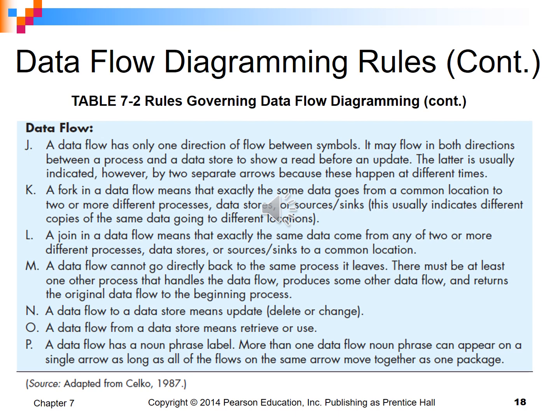A data flow to a data store means update. If you see a data flow go to a data store, to a database, this means it is an update, delete, or change, whatever. A data flow from a data store means retrieve. A data flow has a noun phrase label, it has a name, and it goes in one direction.